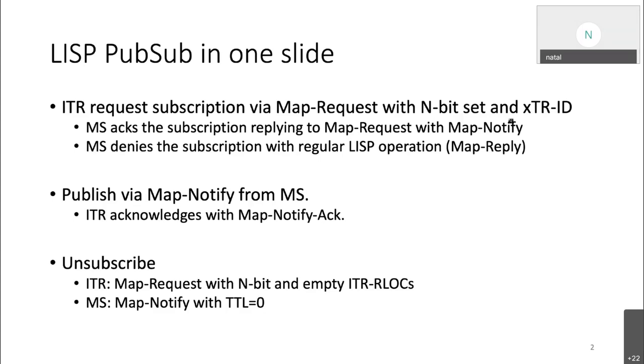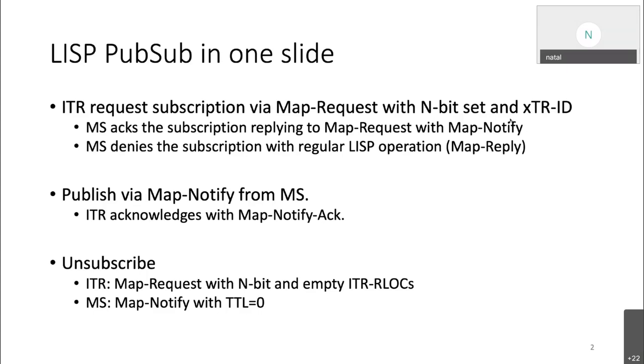That's the subscription mechanism. For the publication, whenever there is an update on the RLOC set for a particular mapping, the map server will go through the list of xTRs, using the xTR-ID for that. It will go through the list of xTRs that have been subscribed to that mapping. It will send a publication to those in the form of a map notify. And then the ITR will send back a map notify ACK to acknowledge the notify that was the publication. And then just to complete the story, the unsubscribe is done.